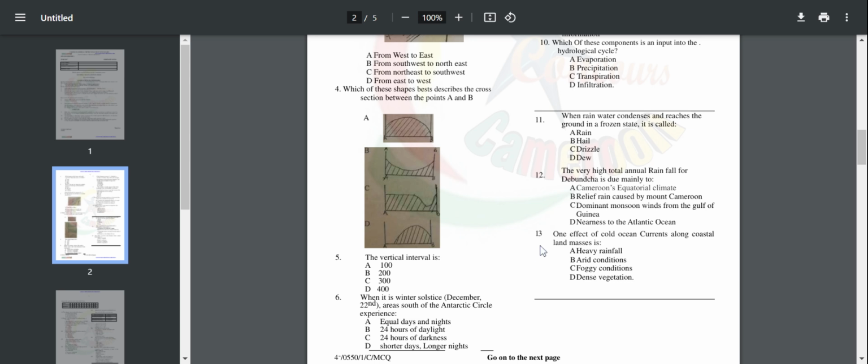Question 13. One effect of cold ocean currents along coastal land masses is? The answer is C, foggy condition.